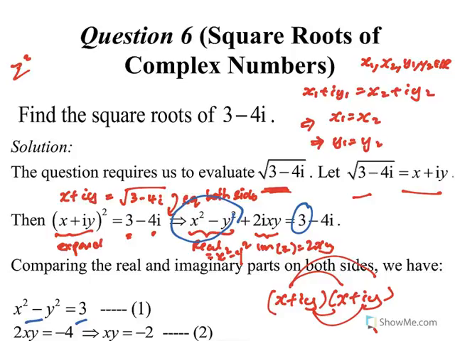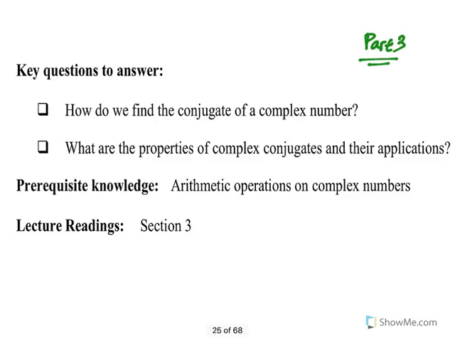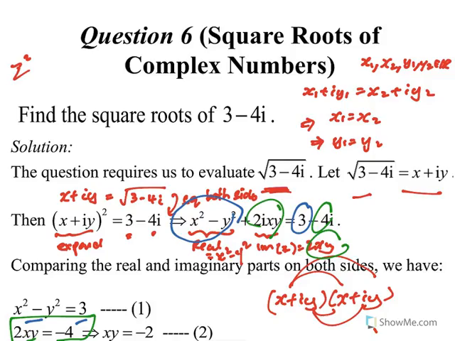Next, 2xy. I compare 2xy with negative 4. So I have 2xy equals negative 4. I get xy equals negative 2, and quickly you can find your answers. That's how you get the rest of the steps. This is for question 6. So if you deal with the square root of a complex number, that's how you do it.